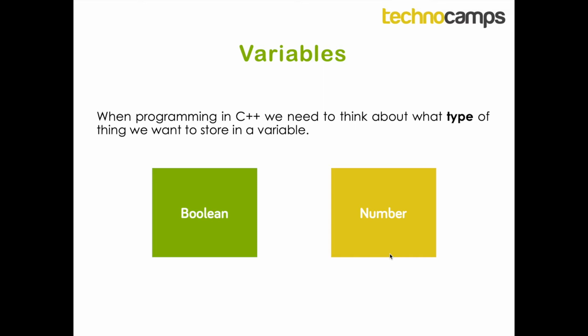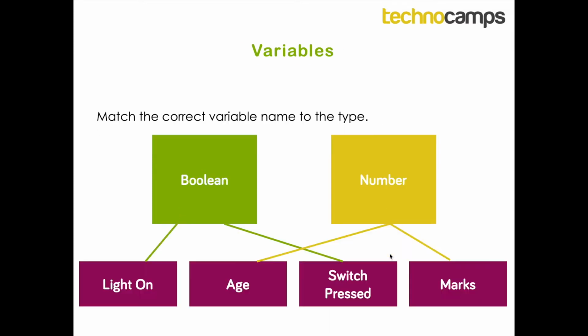Two types of thing that we might want to be able to store. So we have numbers. I think those are fairly self-explanatory: 1, 2, 3, 4. And booleans. A boolean is a true or false variable. So let's just have a look at some examples.